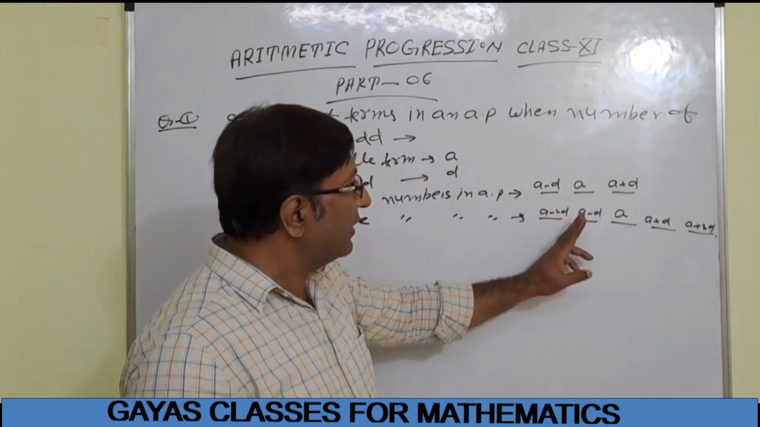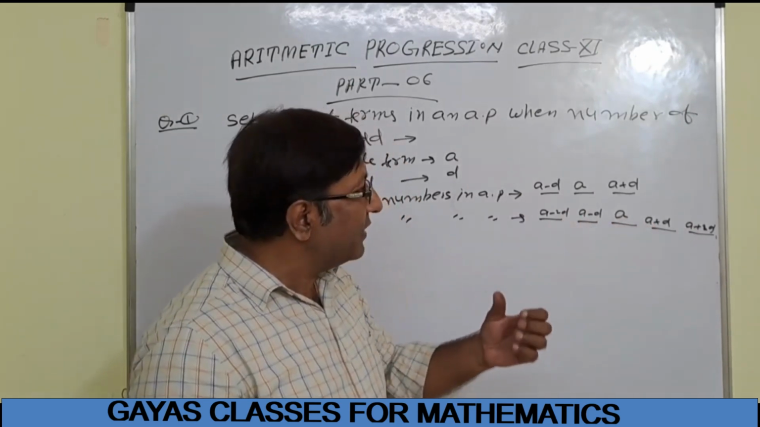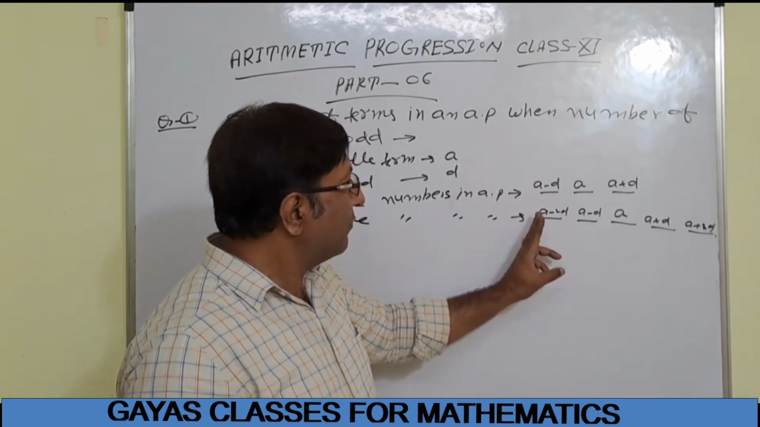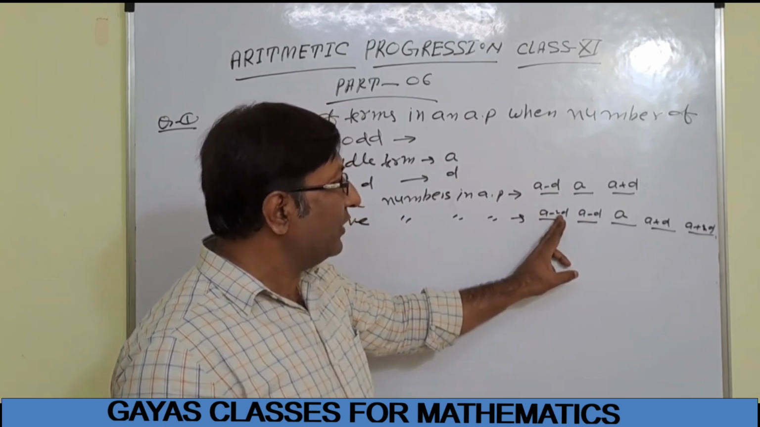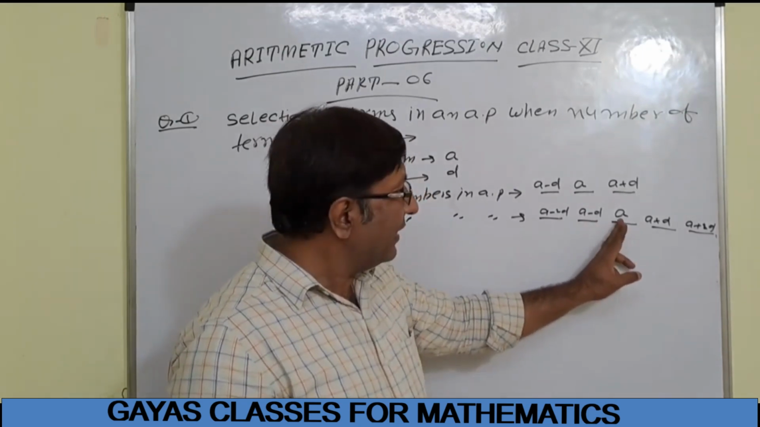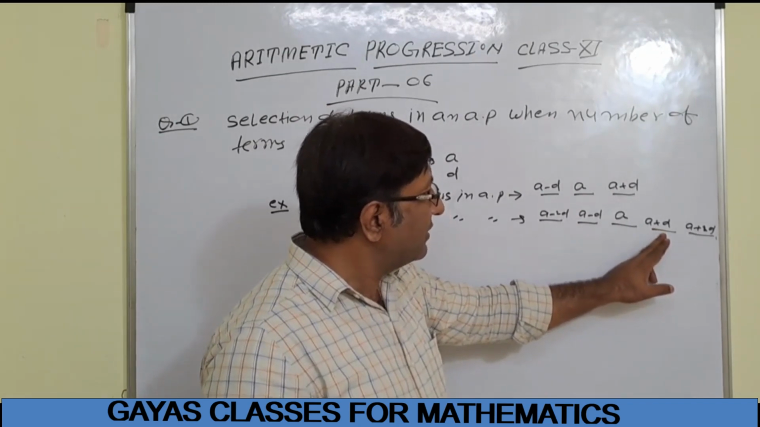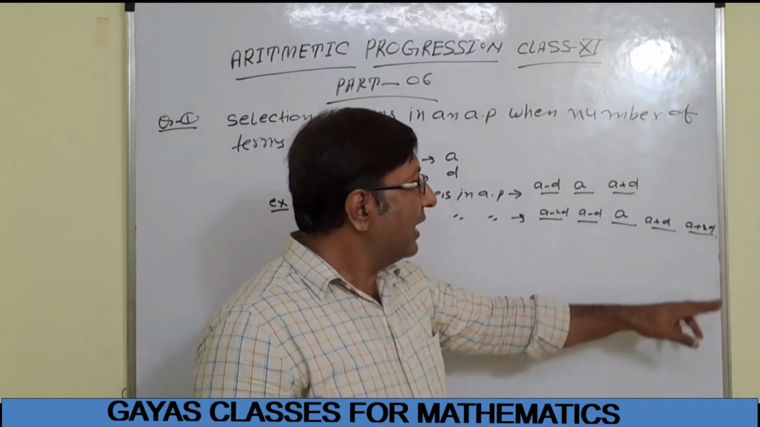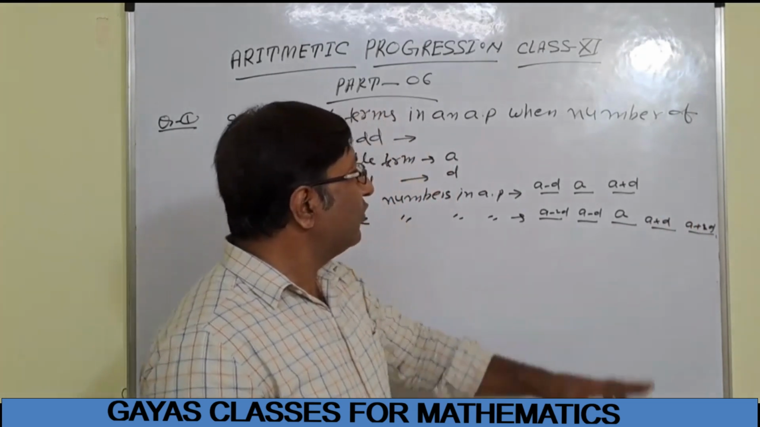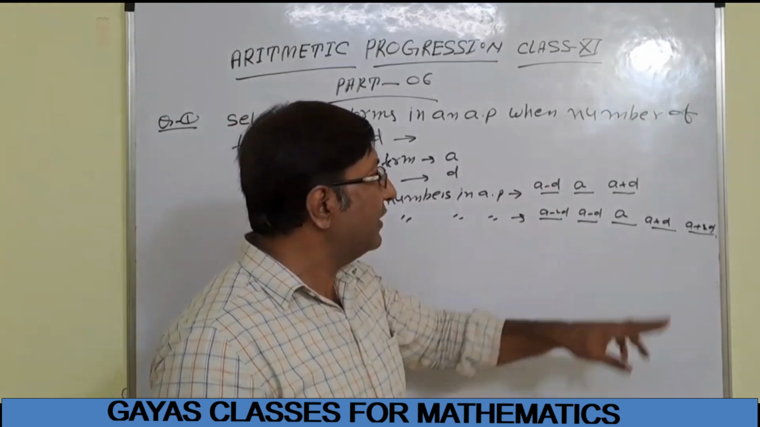A minus 2D, A minus D, A, A plus D, A plus 2D. You can check. AP means the common difference is constant. So second minus first: A minus D minus A plus 2D. A cancels, we get D. Third minus second: A minus A plus D. Again the common difference is D. Again A plus D minus A, the common difference is D. Again A plus 2D minus A plus D, the common difference is D.